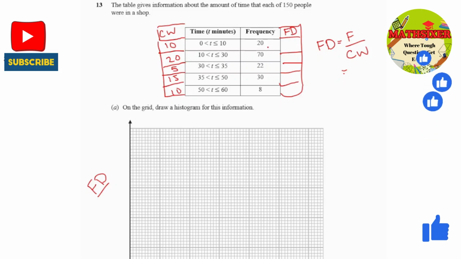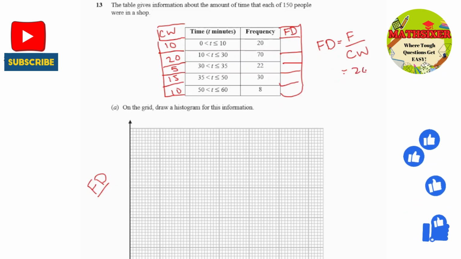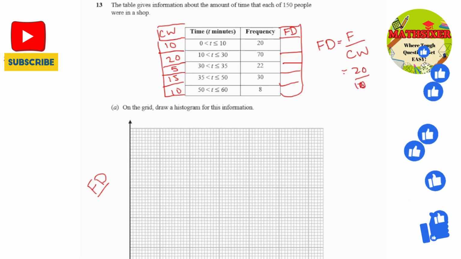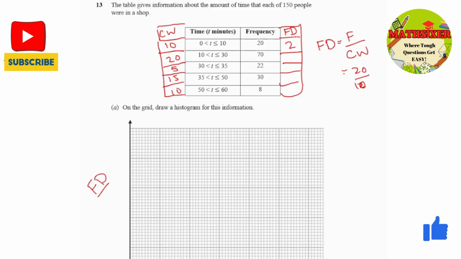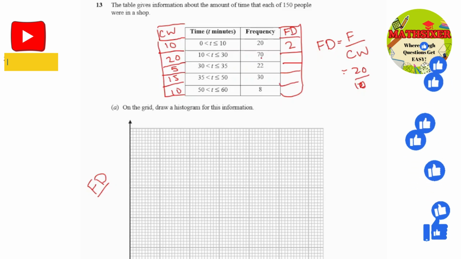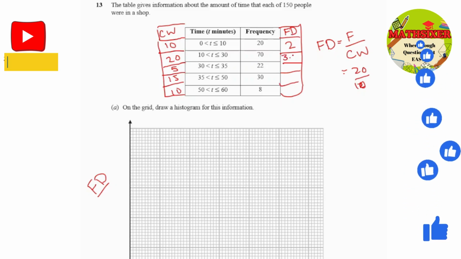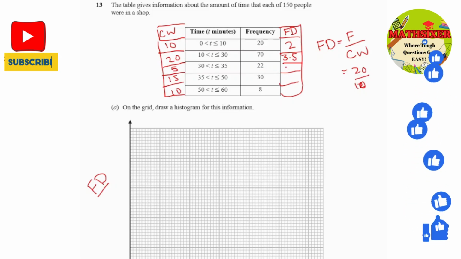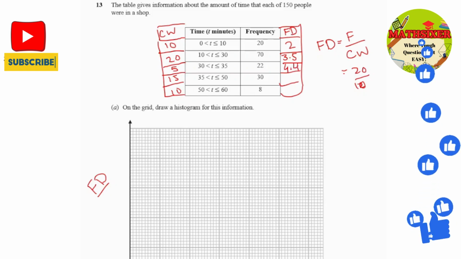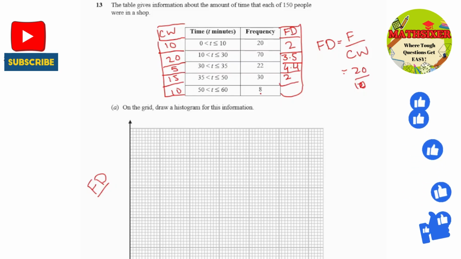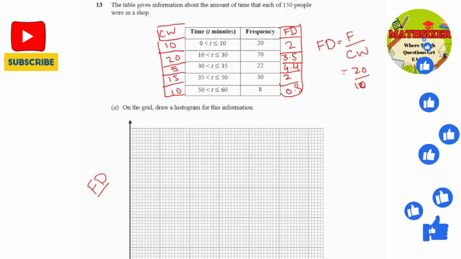So if you look at the first one, the first frequency is 20. And the class width is 10. So 20 divided by 10 is 2. So the frequency density is 2. Similarly, 70 divided by 20. So 7 divided by 2 is 3.5. Then we have 22 divided by 5. That gives us 4.4. The next one, 30 divided by 15 is 2. And 8 divided by 10 is 0.8.